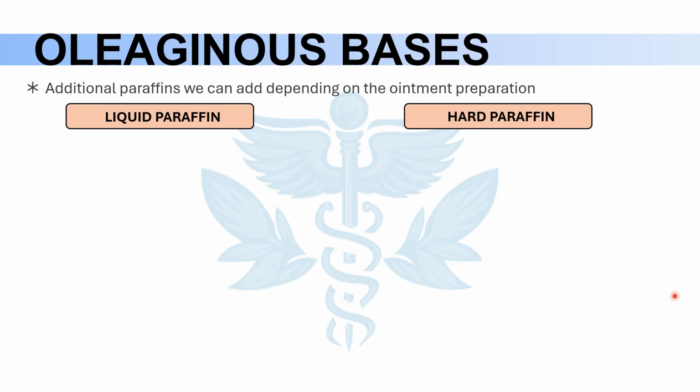There are other types of paraffins that are not typically classified as complete oleaginous bases, but can be added onto the base to aid in a certain function. For example, what if after incorporation of the drug into the ointment base, the ointment loses its semi-solid consistency? What if it's too solid or too liquid? That would ruin our ointment. So we need to add substances like liquid paraffin, which is a mixture of liquid hydrocarbons, or hard paraffin, which is a mixture of solid hydrocarbons.